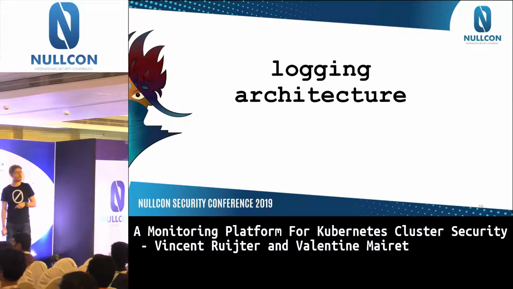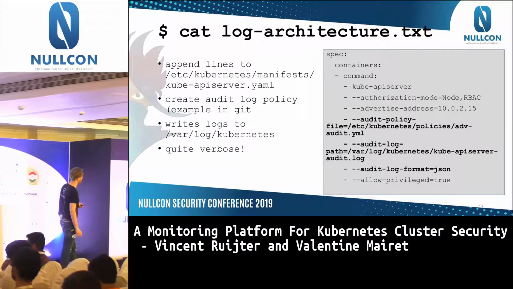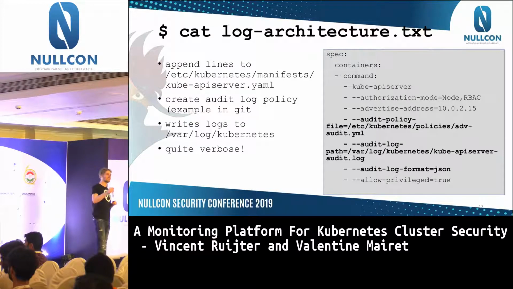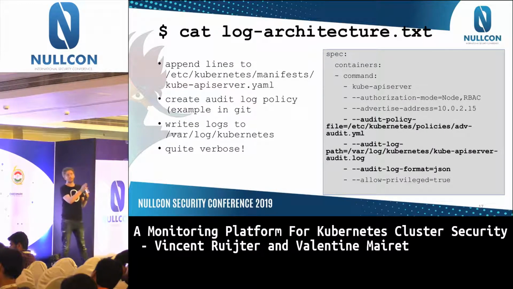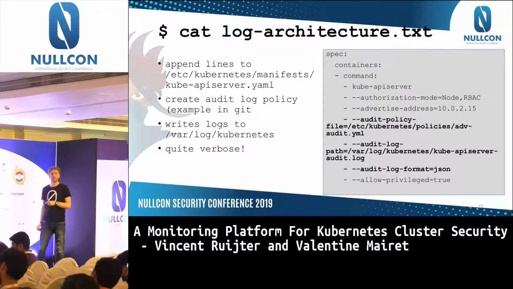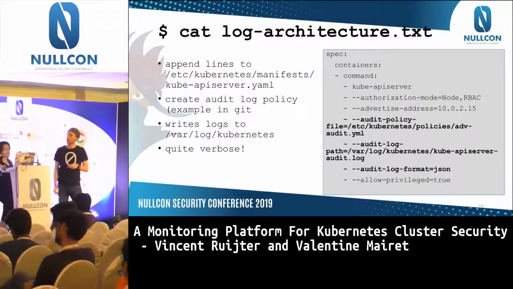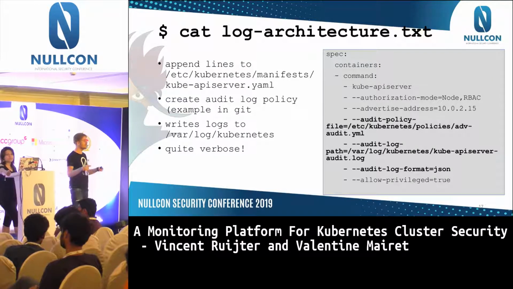Now we talk a bit about our logging architecture. We're using Fluent. First we need to enable audit logging. In Kubernetes, there's a Kubernetes API server where all the requests are routed through, and you can enable audit logging by appending the following lines to the configuration. This basically tells Kubernetes to start auditing and save everything in a JSON file.